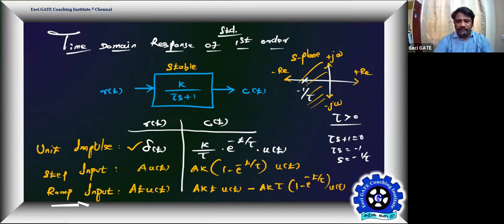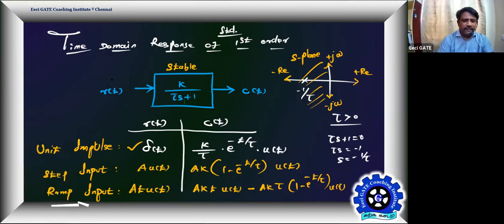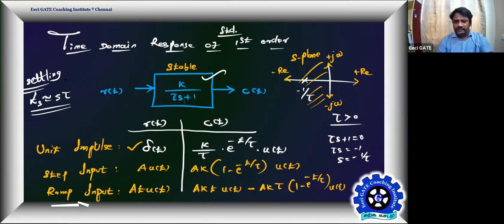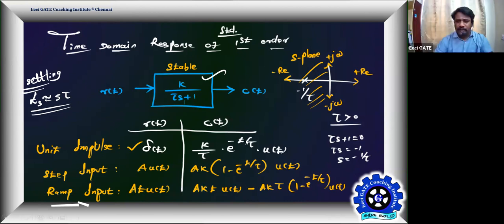Depending on that, all these responses will reach steady state at what time? Settling time of any input command, the first order system is going to settle at what time? 5 times tau approximately. Getting? That's your settling time. That's where it is going to settle at its steady state value. Clear, everyone? Easy? Yes, sir. Yes. So these are the important conclusions.